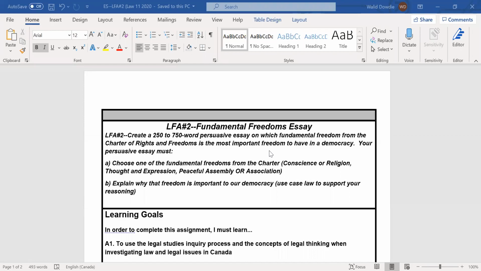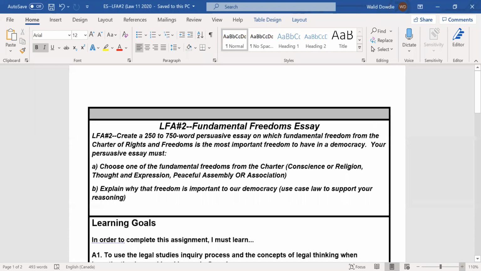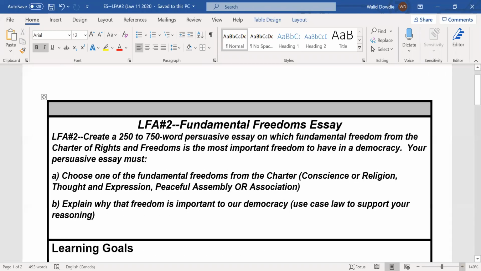So the next assignment is a fundamental freedoms essay, and it goes as follows. LFA number 2: create a 250 to 750 word, which is about 3 pages, persuasive essay on which fundamental freedom from the Charter of Rights and Freedoms is the most important freedom to have in a democracy. Your persuasive essay must do the following.